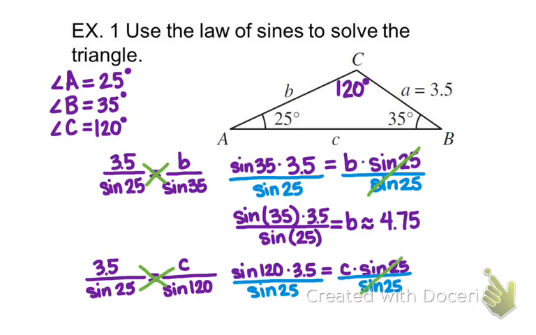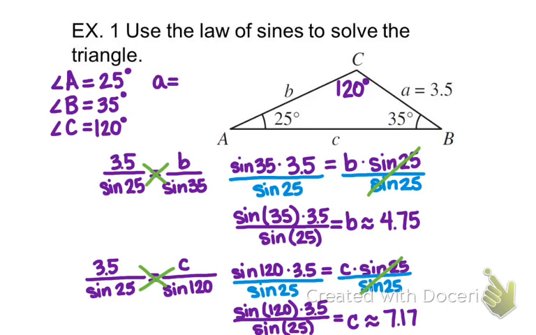So then in the calculator, we're going to type sine of 120 times 3.5 divided by the sine of 25. Make sure you close your parenthesis after your angle. So if you type this in correctly for little c, you should get 7.17. So in the end, make sure that you have three sides and three angles.